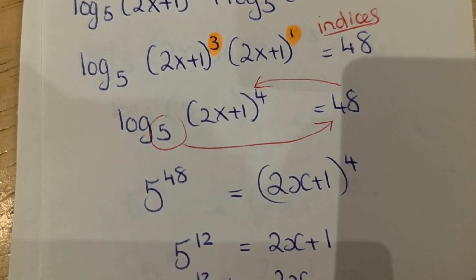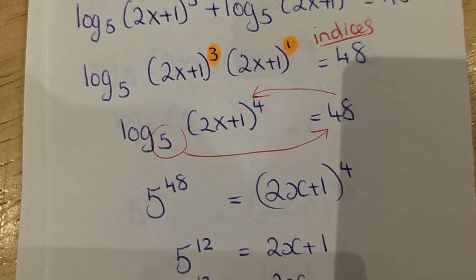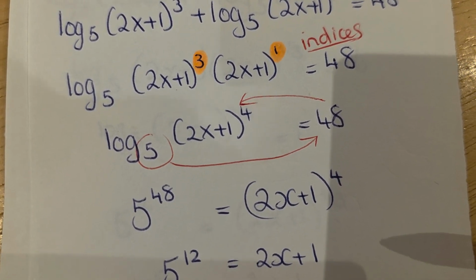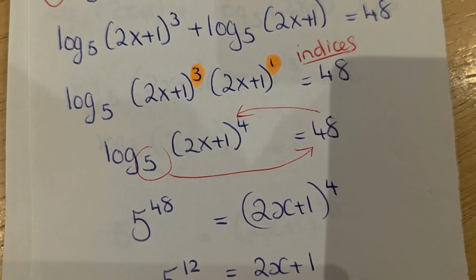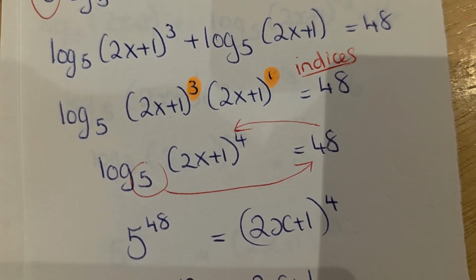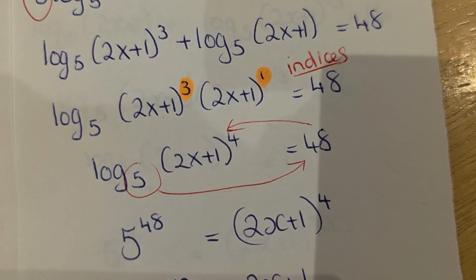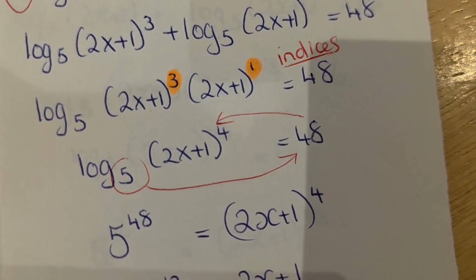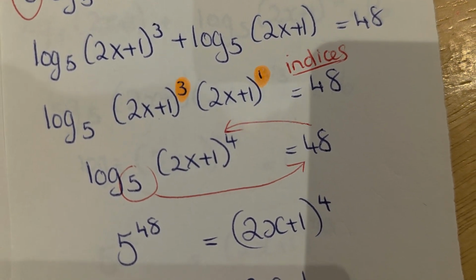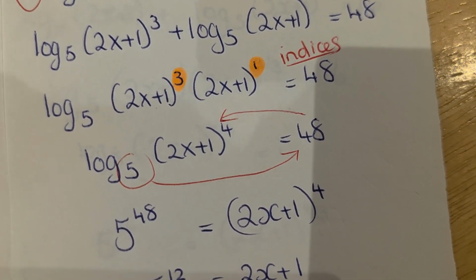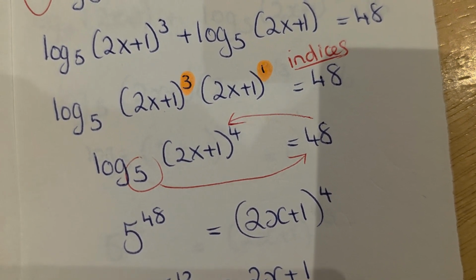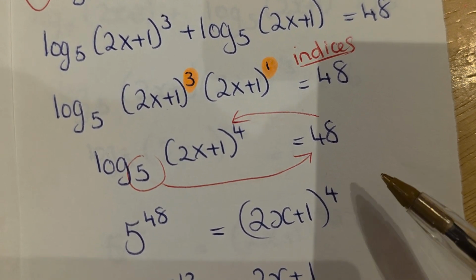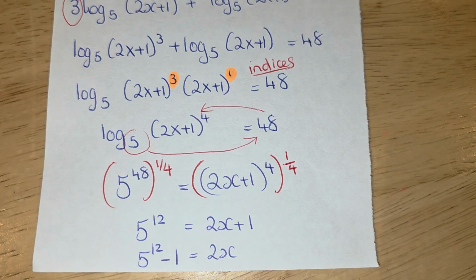Getting the fourth root of both sides is the exact same as putting both sides to the power of a quarter, because a fourth root is the same as a power of a quarter. It's the same as, you know, the square root of a number would be the same as that number to the power of a half. The cube root of a number will be the same as that number to the power of a third. So the fourth root of a number will be the same as that number to the power of a quarter. And what you do to one side of an equation, you must do to the other.